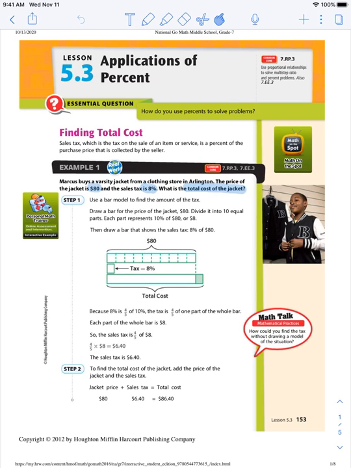To use the bar model, we're first going to start with one bar representing $80. We want to know what 8% of 80 is. I know 8% is going to be pretty similar to 10%, so let's start with finding what 10% is first. Split that bar representing 80 into 10 parts.